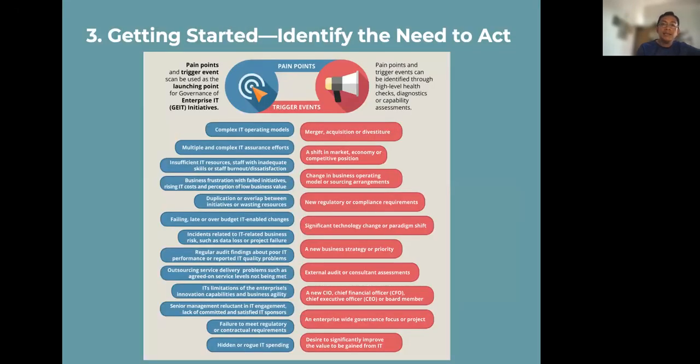And still in the third step, to identify the need to act, here you will get in touch with the pain points and also the trigger events. A pain point is your previous negative experiences within the organization. And then on the right side here are the trigger events. A trigger event is an event or a situation that happens in the future that can be a motivation for you to implement the right GEIT for your organization. We can see the example here.